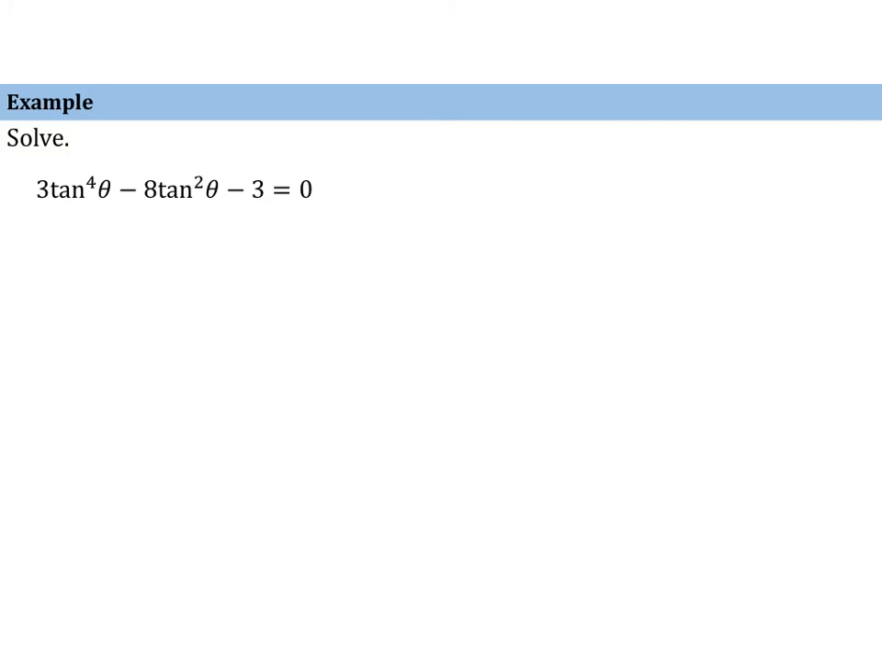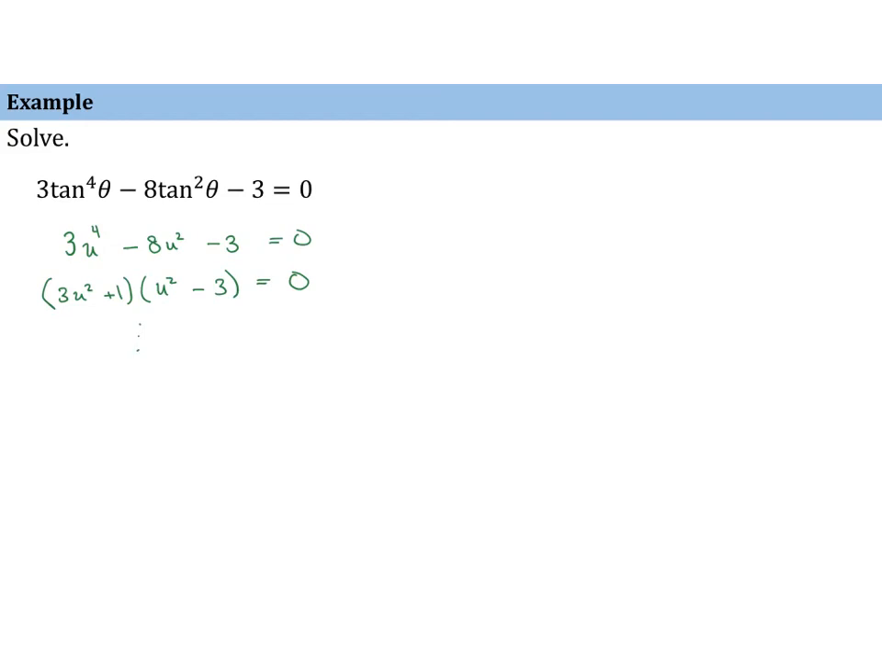Let's look at our next example. Here we have an equation where we can factor the left-hand side. So if it helps, take a step back and write this not in terms of tangent, but let's say u. So 3u to the fourth minus 8u squared minus 3 equals 0. If we were to factor that, we would have 3u squared plus 1 times u squared minus 3 equals 0. And we could go from there.